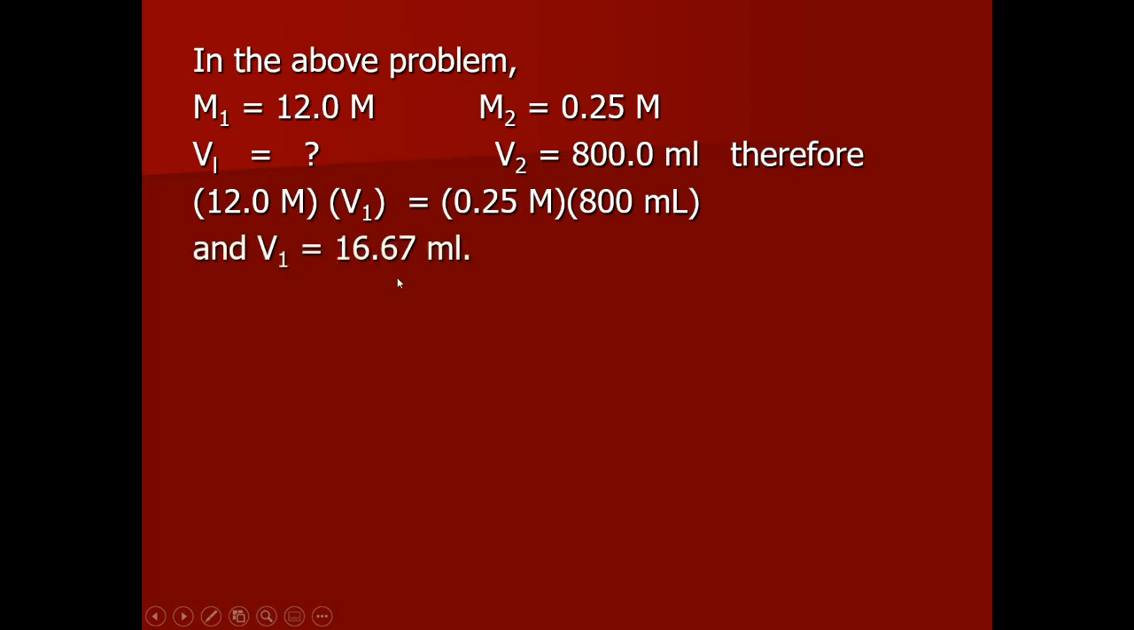And we get 16.67 milliliters. So what does that mean? We need 16.67 milliliters of 12 molar acid to make this. Well, 16.67 milliliters is not equivalent to 800, right? So where's the rest of this volume coming from?